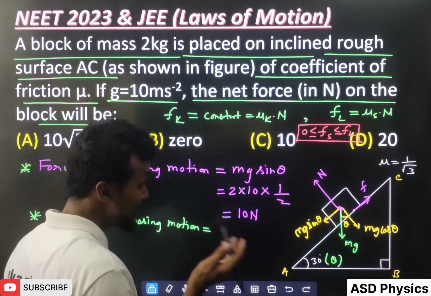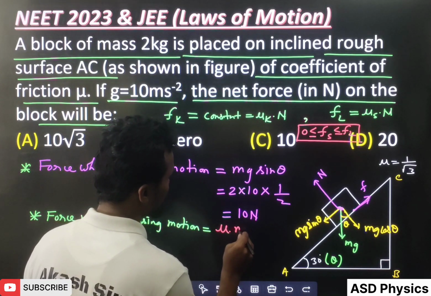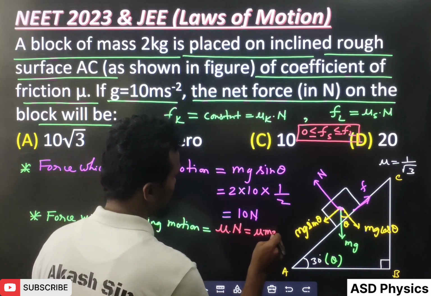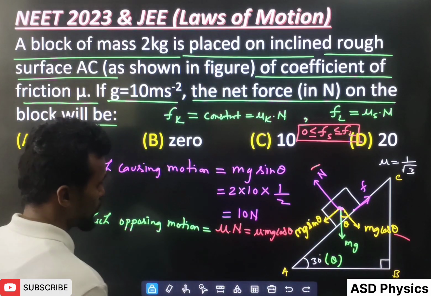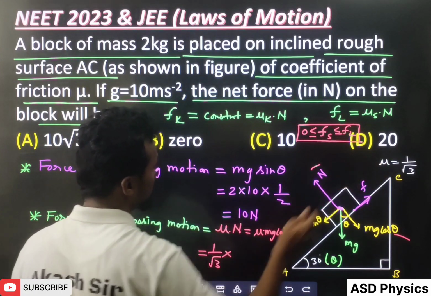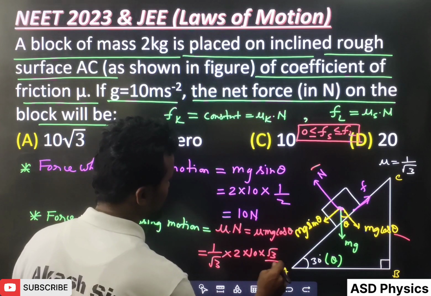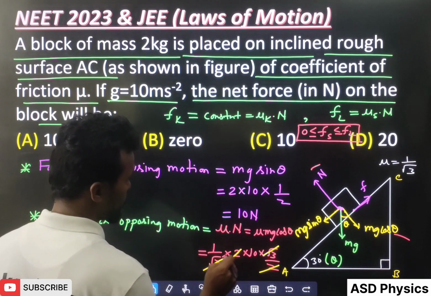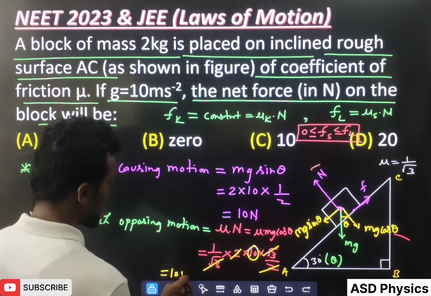Okay, so what I am calculating is the limiting friction. Remember that here. I am writing mu into normal reaction, that means mu into mg cos theta, because the normal reaction will be balanced by mg cos theta. See here, the value of mu given in the question is 1/√3. The value of m is 2, g is 10, and cos 30 is √3/2. The √3 cancels, 2 and 2 also cancel, and only 10 is left.